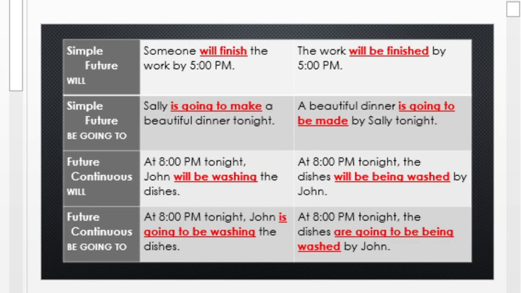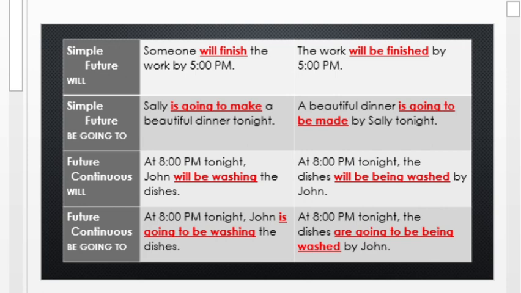Same with the simple future using the word will. In active it's will finish, and in passive it is will plus be plus what I call the past form of the verb, finish. And the same goes to simple future where you're going to use the be going to form.